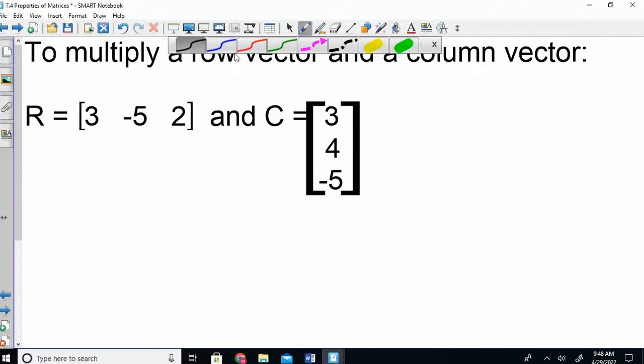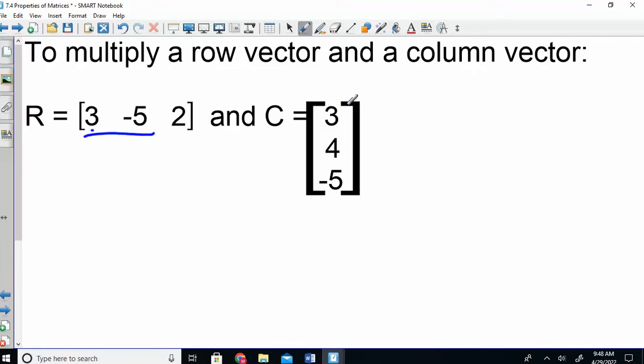We are going to talk about multiplying matrices. When we multiply with matrices, we actually have to take a row times a column. So yesterday we talked about what a row and a column is. When you take a row times a column, you will get a single answer.